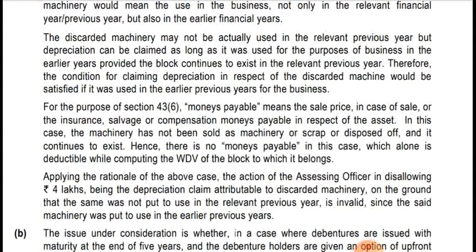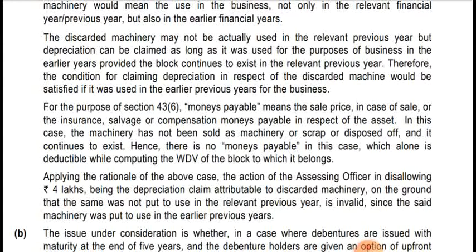Hence, there is no money payable in this case, which alone is deductible while computing the WDV of the block to which it belongs. So only money payable is deducted, and no money payable is there, so it will not be deducted from the block of assets, and he can claim the depreciation as the block continues to exist and the asset is still in the possession of Mr. Janak.